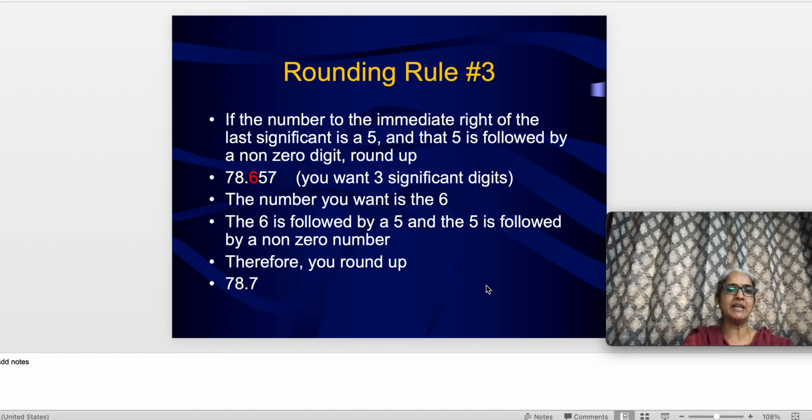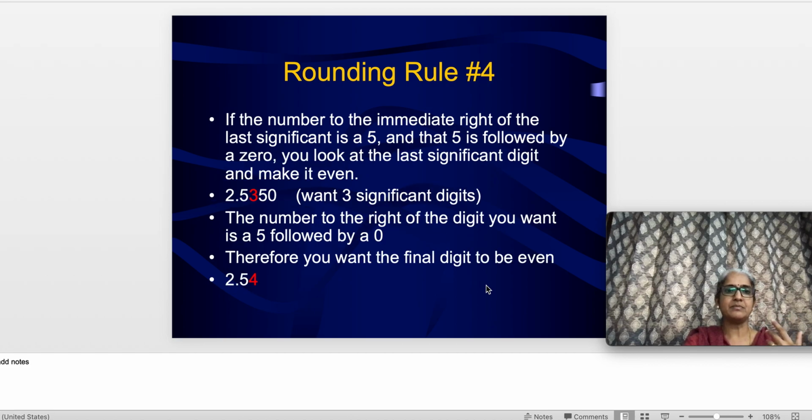Again here, 78.657 needs to have 3 significant digits. After 6, you're looking at the 2 digits after that, and the digit following 6 is 5, and 5 is also followed by a non-zero number, therefore you will round it off, right? You can also think of it as 57. 57 is greater than 50, and therefore I would round off 6 to the next digit, so our rounding off will become 78.7, right? And this is another example.